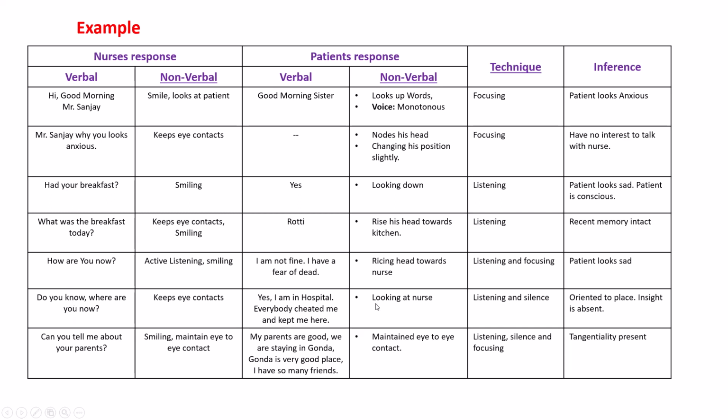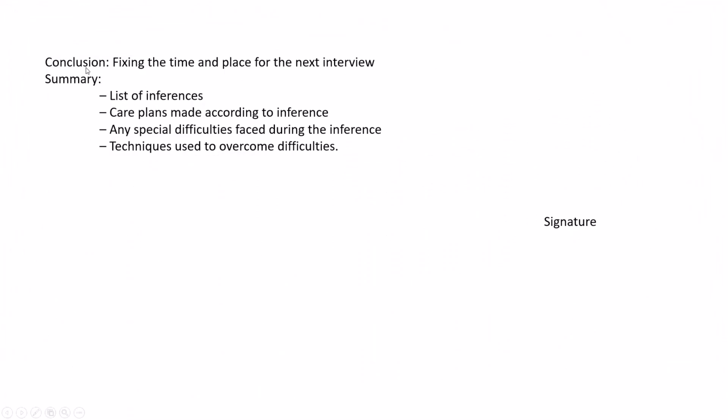After all the conversation is written in these columns, the nurse can go for the conclusion. Conclusion: fixing the time and place for the next interview. That is an important thing, because sometimes the nurse is not able to achieve all the goals. So however many goals are achieved, that is good. After that, to complete the goals or to understand new problems, the nurse can make another interview, and at that time itself the nurse can mention which time and which place another interaction can take place, in this conclusion section.